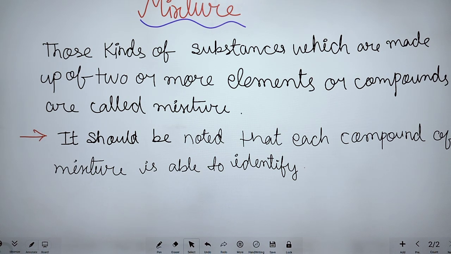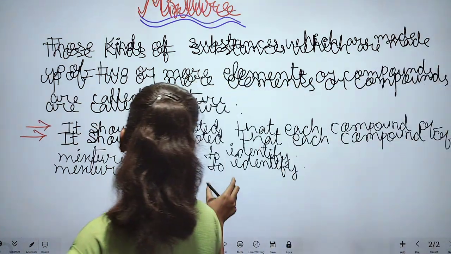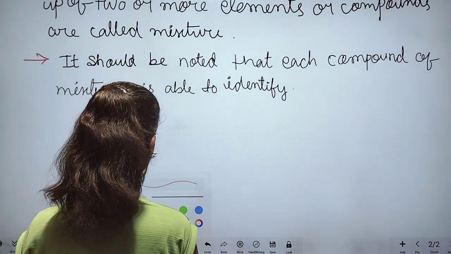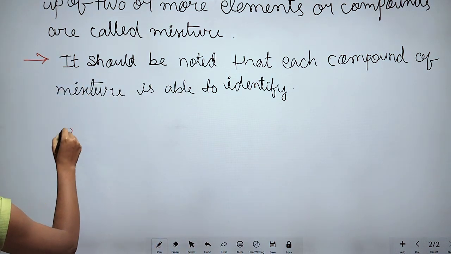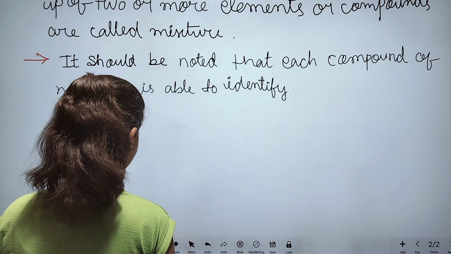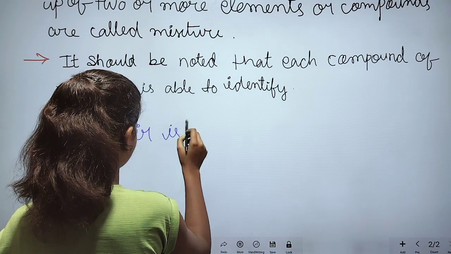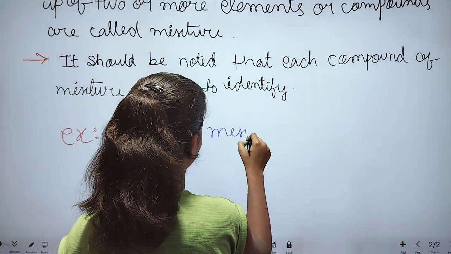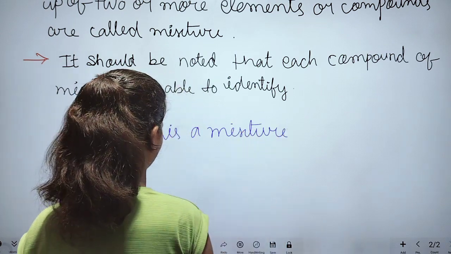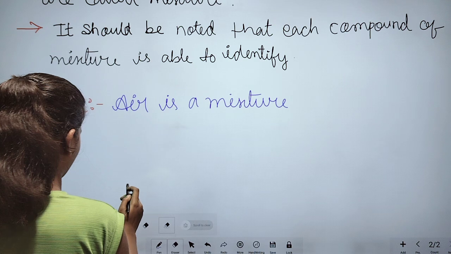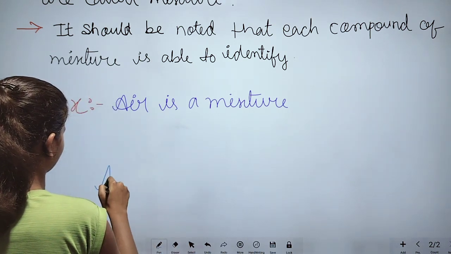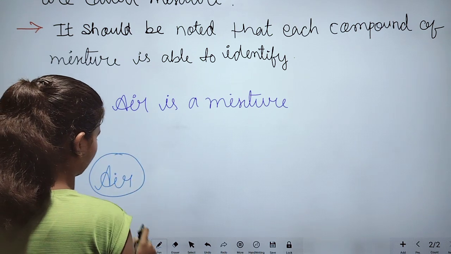And let's see some examples of mixture, like air. Air is also a mixture. We know that air is a mixture because suppose that this one is air.